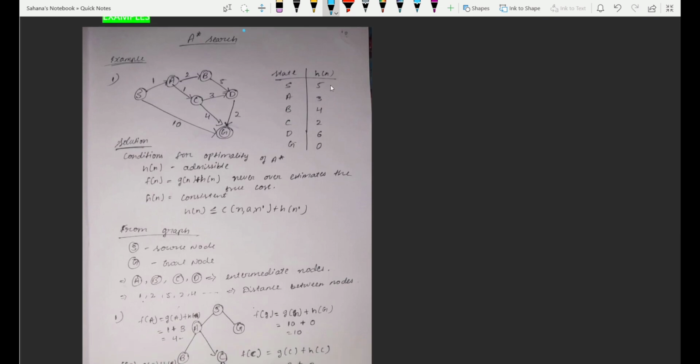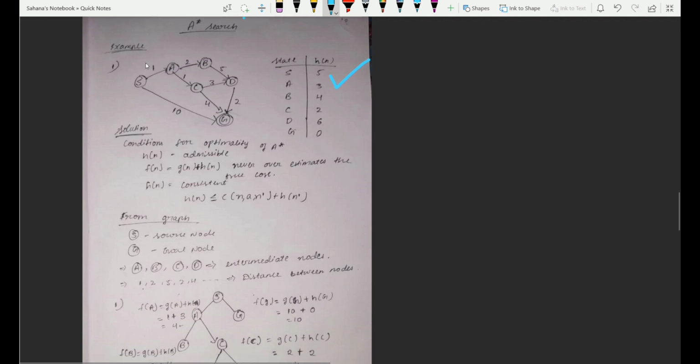We'll see an example. In the example, they will give the heuristic values. Okay, and then a graph will be given. In this graph, let us assume that S is the initial node and G is the goal node. Okay. Solution: the conditions for optimality of A star. These conditions we should write.